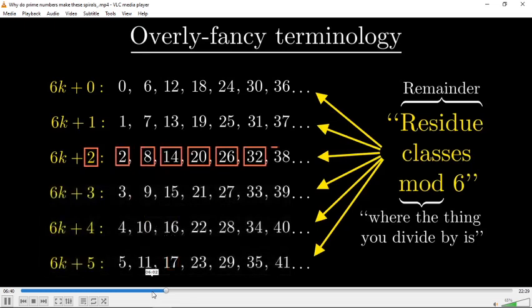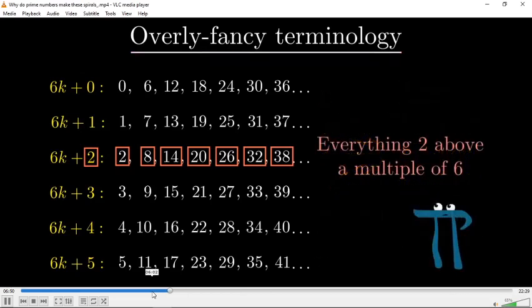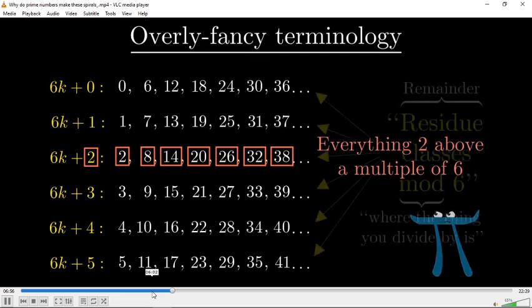Together with all the other numbers, leaving a remainder of 2 when the thing you divide by is 6, you have a full residue class mod 6. I know that that sounds like the world's most pretentious way of saying everything 2 above a multiple of 6, but this is the standard jargon, and it is actually handy to have some words for the idea.